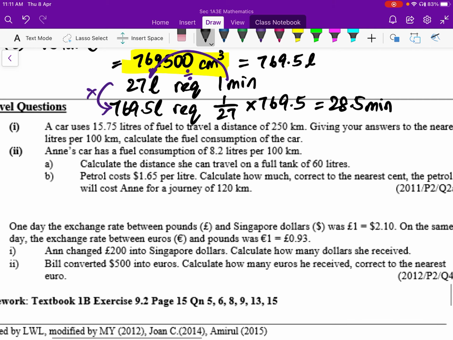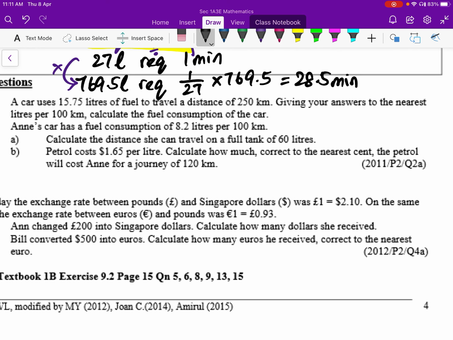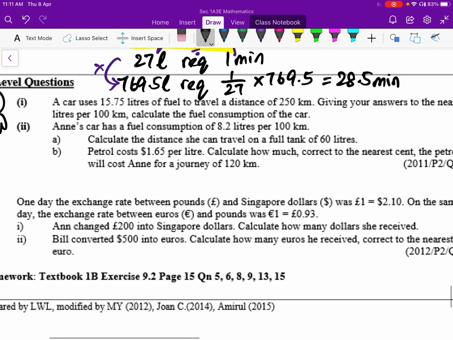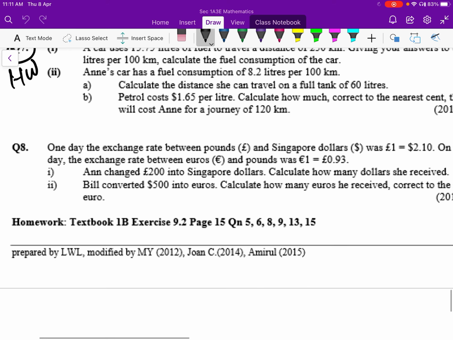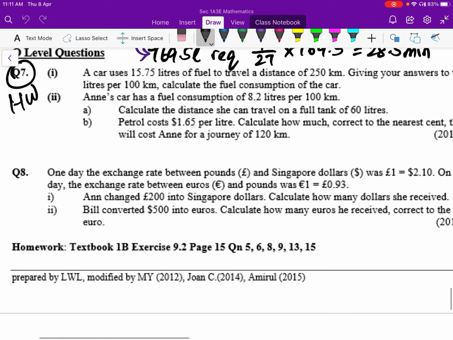Now we've got some O-level questions over here. 2011, paper 2, question 2, part A. This is your homework. You probably can do this with your primary school maths also. So that is your homework. Now, we are almost finishing already. Now question 8.